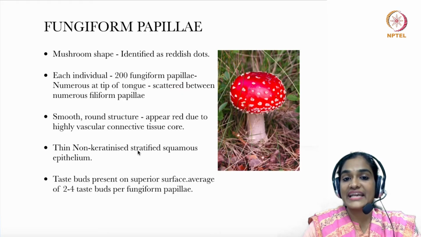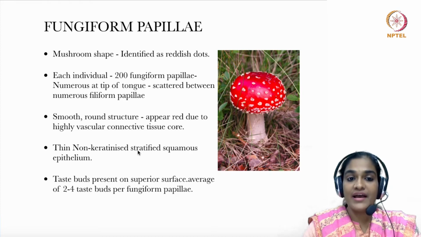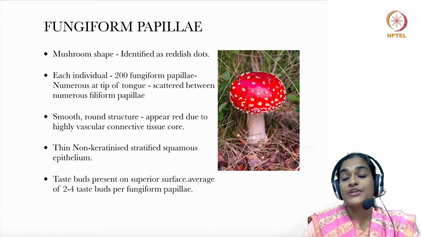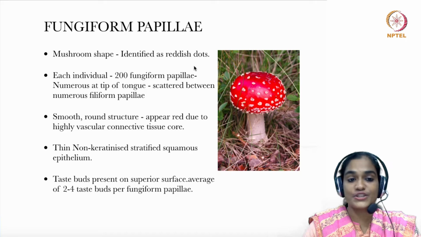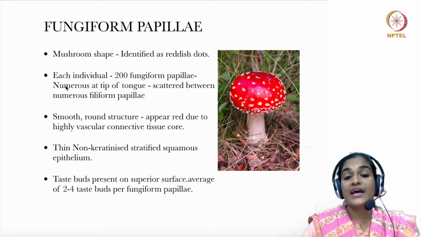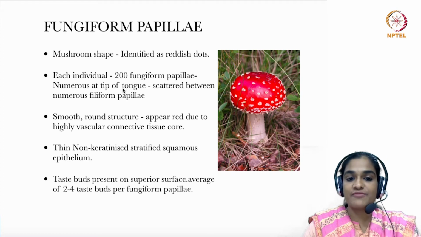Coming to the details of each individual papilla, we can see a fungiform papilla, which is mushroom shaped. Due to the rich vascular network, large size, and sparse distribution, it is identified as reddish dots. Each individual is estimated to have about 200 fungiform papillae. They are more numerous or denser at the tip of the tongue than the middle region. They are scattered in between the numerous filiform papillae.